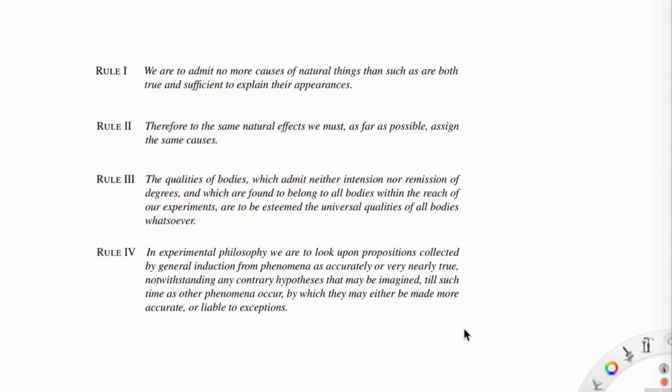What I'm going to do is turn off my webcam and show the rules of reasoning on the screen. Okay, so here they are. Here are his 4 rules of reasoning, and I want to make a few comments about each one. So I'll read it first, then I'll make a few comments.